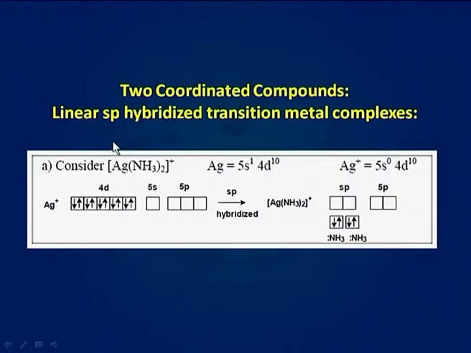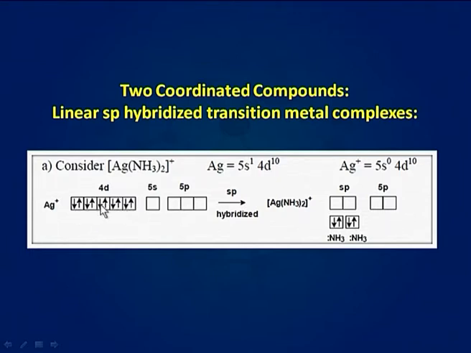Two coordinated compounds have sp hybridization and they are linear in geometry. Here you can see Ag(NH3)2 plus. As silver is in +1 oxidation state, its electronic configuration will come out to be 5s0 4d10. There will be no electron in 5s. Here is the electronic configuration of silver plus.